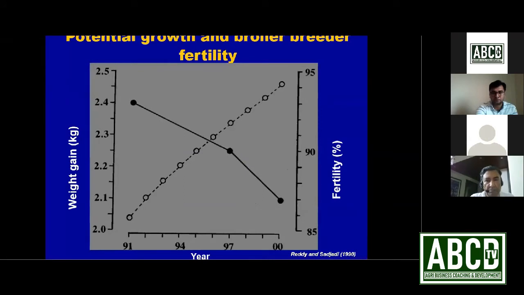By the 90s and up to, let's say, the year 2000, we would say at that time that as the broilers were gaining so fast and putting on so much weight, the fertility would drop. And it would drop to such a degree that we had to start with artificial insemination. But actually, this is not what we saw. What we saw is that the birds kept on growing and kept on producing more and more eggs and chicks.